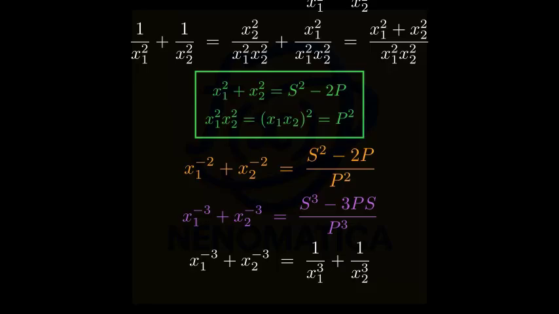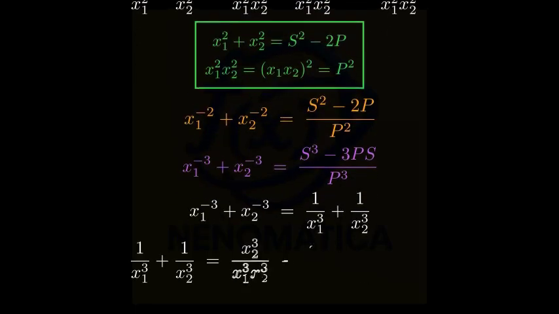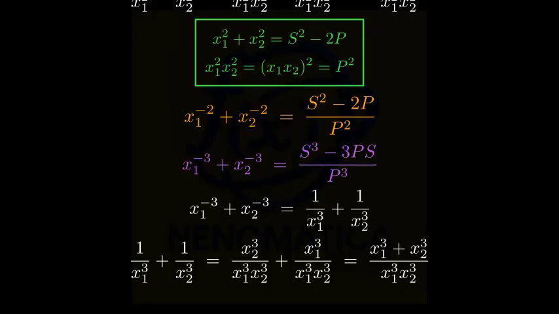Combine over a common denominator again. The common denominator is x sub 1 cubed times x sub 2 cubed. Step 3. Express the numerator x sub 1 cubed plus x sub 2 cubed using s and p.